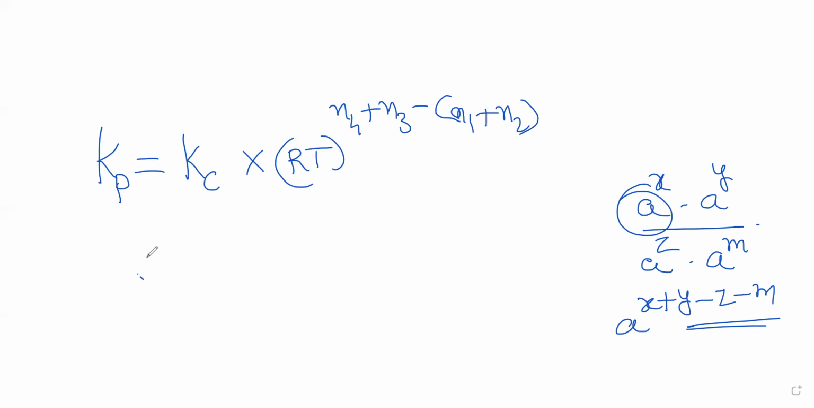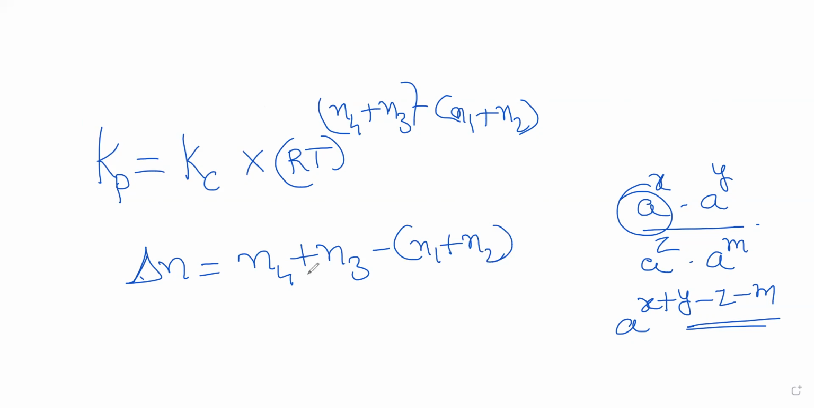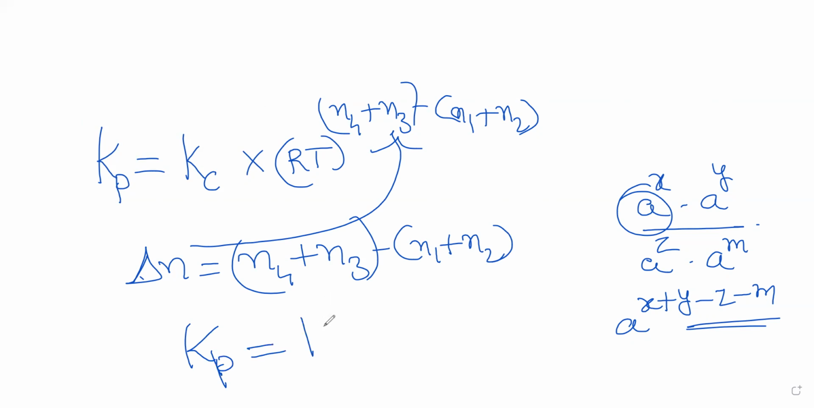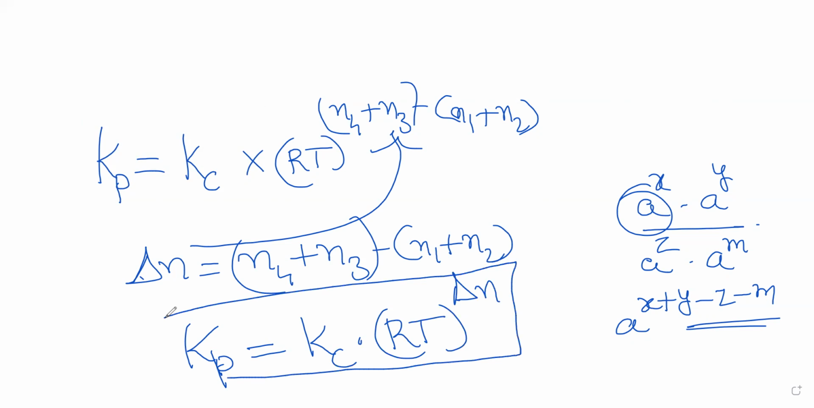I told you in the beginning, delta n is the difference in the number of moles between the products and the reactants. So delta n is n4 plus n3 minus n1 plus n2. We'll replace this entire thing with delta n. So you have Kp is equal to Kc into RT whole power delta n. Remember this result, it is very, very important. This is where we'll close today. Tomorrow we continue with the next topic. This is sufficient today. Please note it.